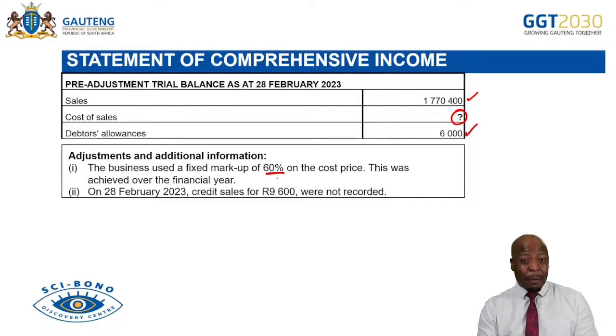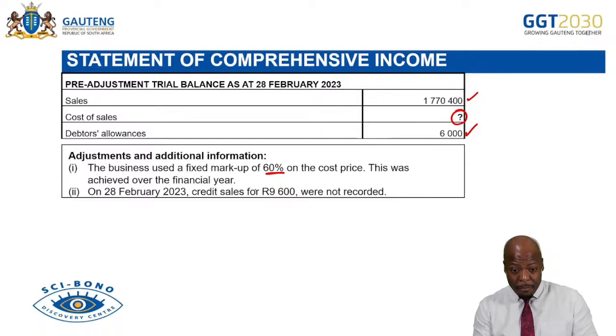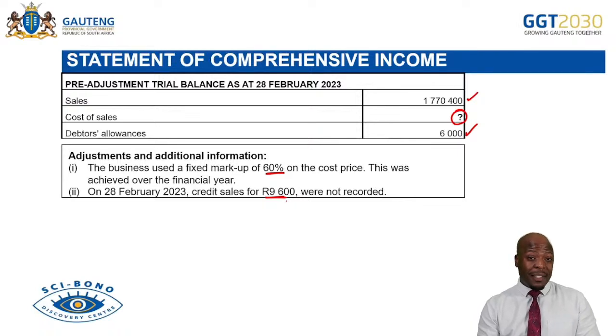You know what is markup? Markup is the profit that the business will make in selling the goods to customers. So the business will use a fixed markup of 60% on cost. This was achieved over the financial year. And on 28 February 2023, credit sales of 9.6 were not recorded. So here we have two adjustments that we want to do. I'm going to show you how to do these adjustments.